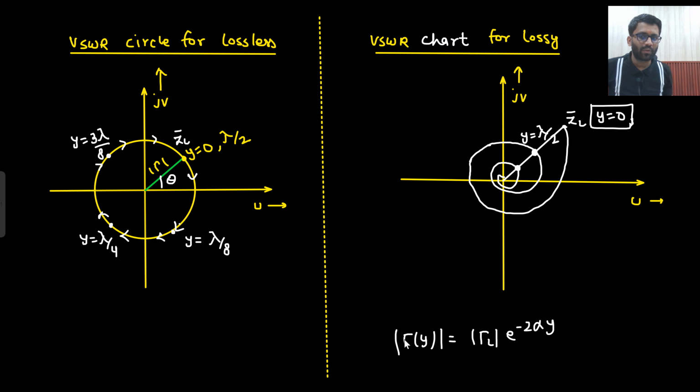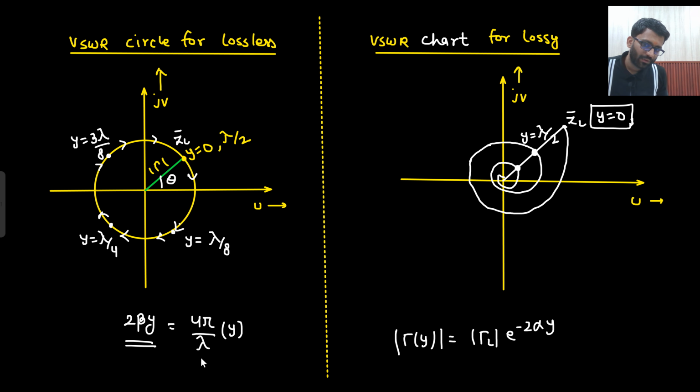So at lambda by 2, what was happening? The same phase we were getting. Because the phase was changing by 2 beta y, and what is 2 beta? 4 pi by lambda. So at y equals 0, you get the same phase. And if you put y equals lambda by 2, what do you get?